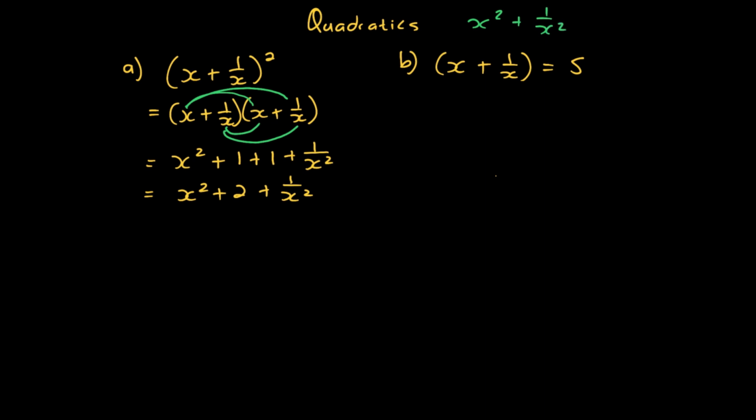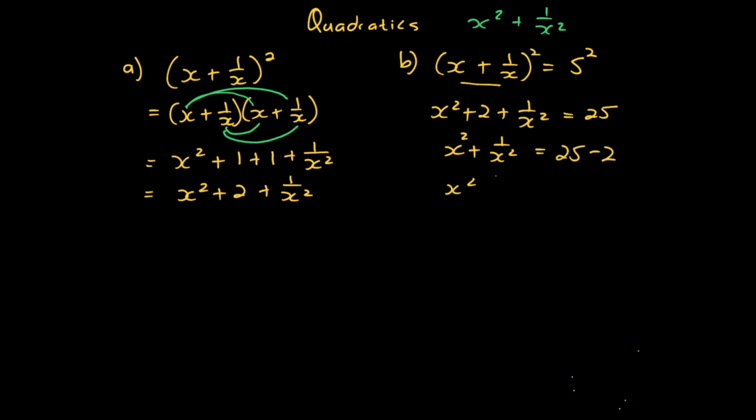So what we know, in order to find this, we can square both sides. And remember, we've done the square of this in the previous question. So I'm going to write it as x squared plus 2 plus 1 over x squared equals 25. We then keep the x squared plus 1 over x squared on the left hand side, and we then take the 2 over. So x squared plus 1 over x squared, which you are asked to find, is equal to 23.